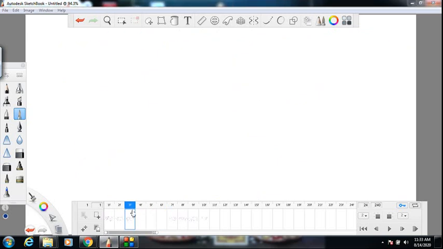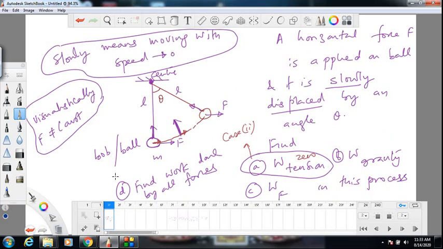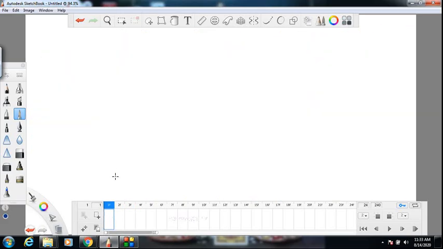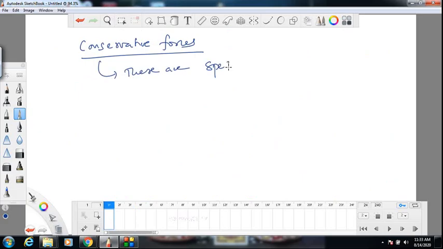Up till now we have seen the basic definition of work done by a force, the most general definition and all the special cases. Now the next topic which we want to do is a special class of forces called conservative forces. I want to talk about these forces in the coming lecture. We'll do it after the break.